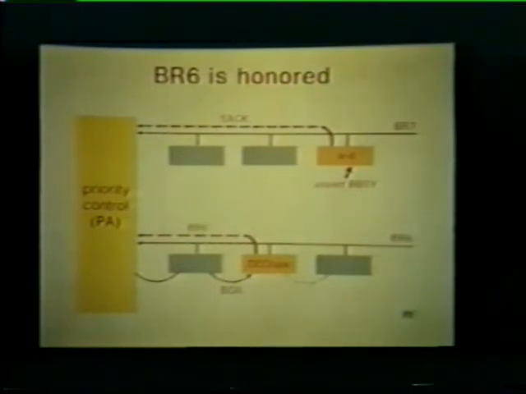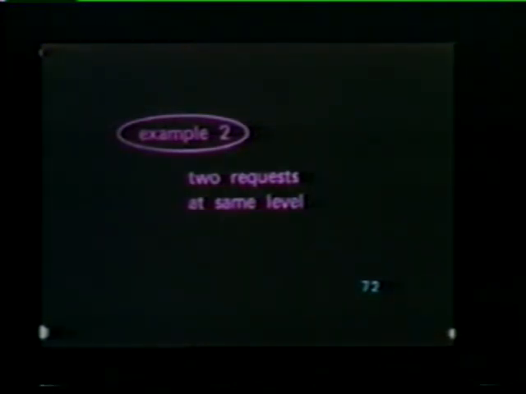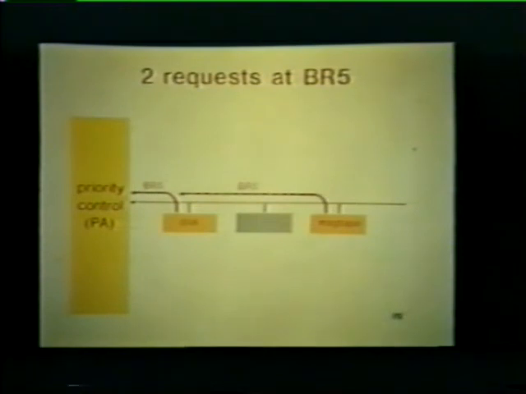Let's look at one more before we wrap up this study unit. In this final example, we are going to assume that 2 devices at the same priority level both request the bus at the same time. Here we see 2 devices, a disk and a mag tape, both in contention for the bus. Their requests are made at the same level.